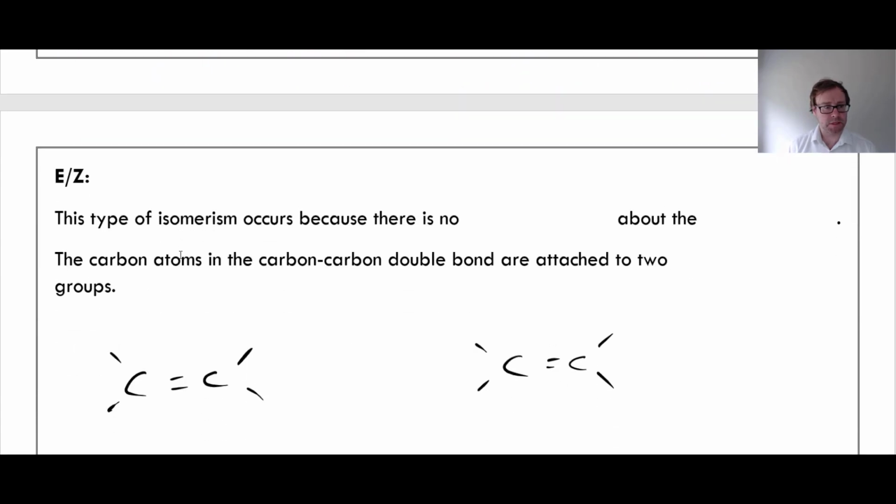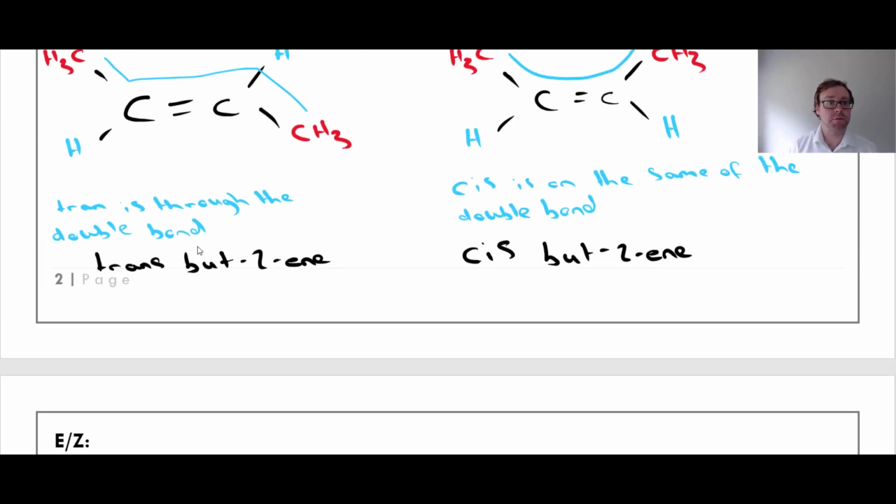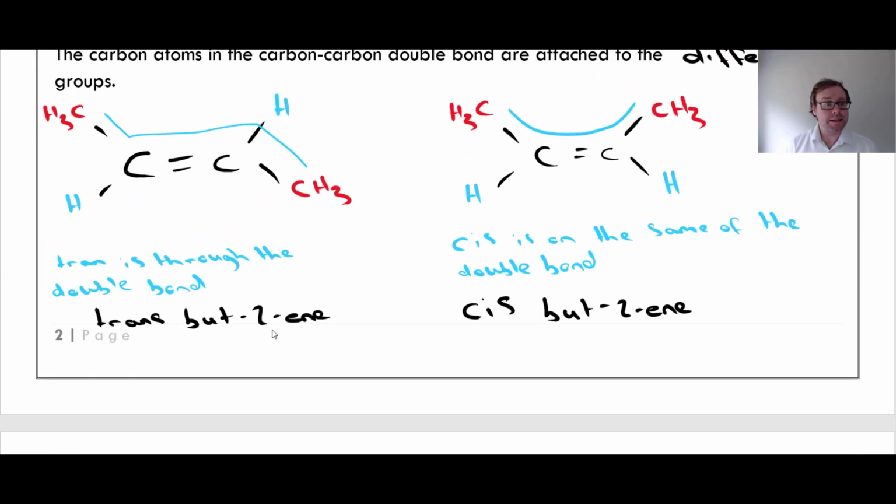Okay, moving on. So EZ. Oh, actually, just before we do this, you may see these drawn as skeletal formula, and if I was going to draw the trans version, it would look like this. So this would be my trans, and this would be the cis version. So these are my skeletal formulas.